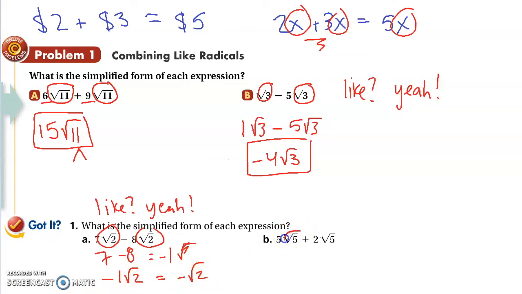Let's go ahead and try to add these two. Are these like? Say it with me. Yes, they are. So I can go ahead and add 5 plus 2 is 7. 7 square root 5. $5 plus $2 equals $7. So 5 square root 5 plus 2 square root 5 equals 7 square root 5.